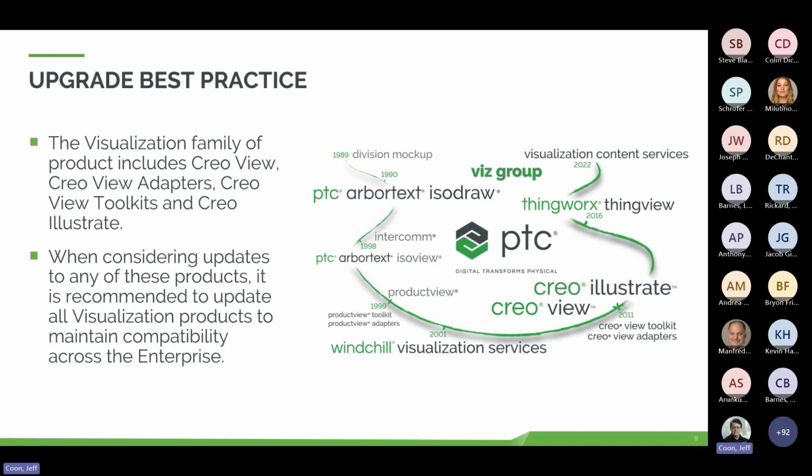So if you're going to be updating one of them, you should be updating all of them. Otherwise, if you have a newer version of Creo View and an older version of Creo Illustrate, Creo Illustrate may not be able to open that data depending on how far apart they are. So it's always best practice, if you're going to be updating one, that you look across the spectrum and make sure that you're updating accordingly.